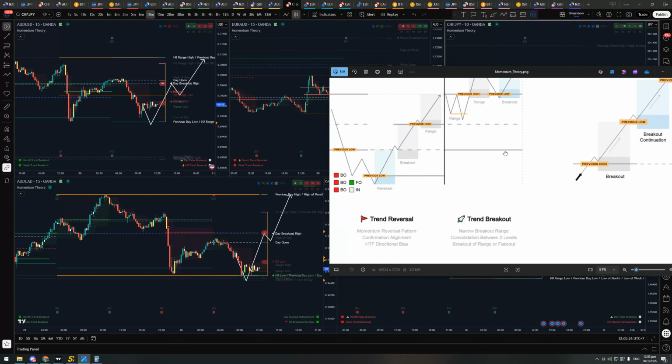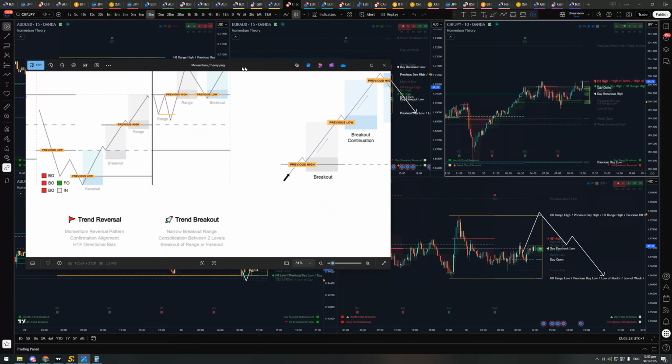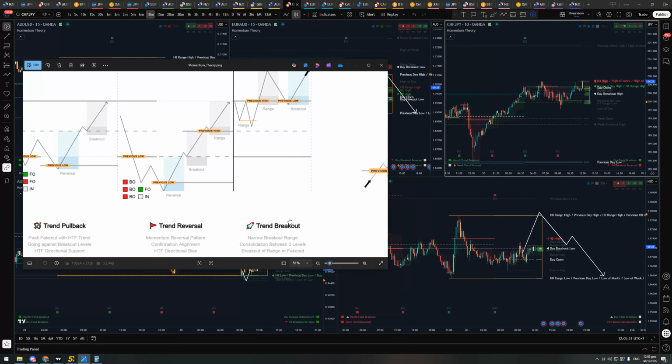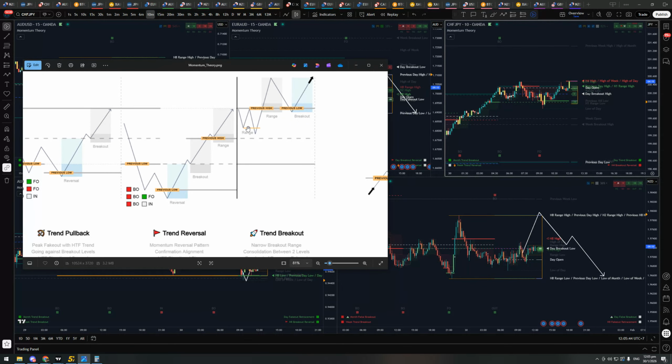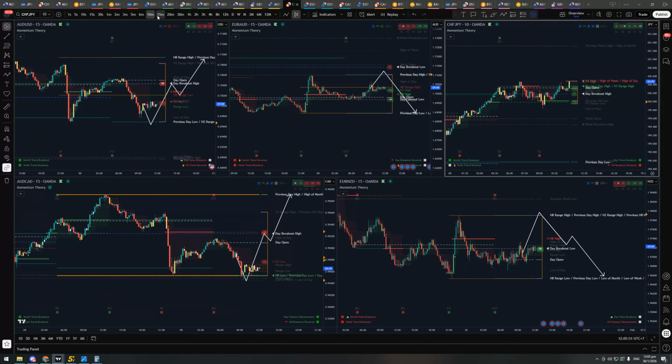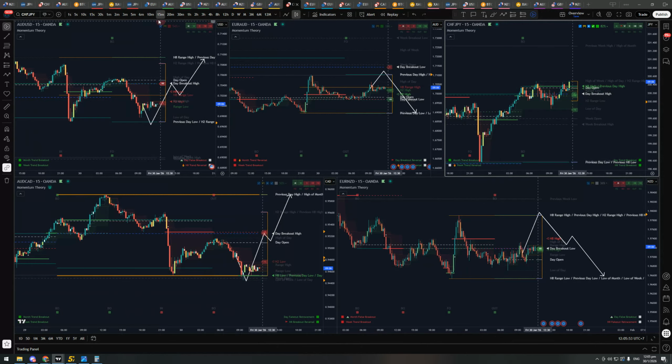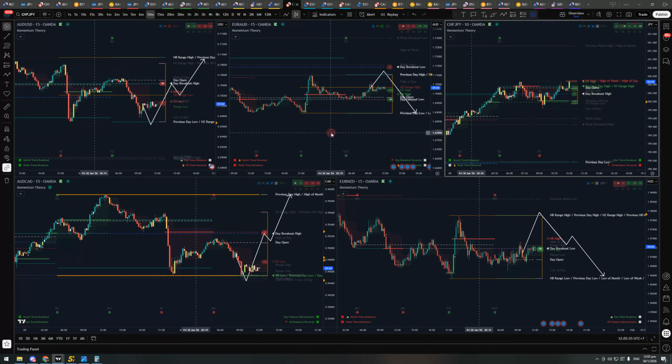I want to see a narrow breakout range, consolidation between two levels, and a breakout of a range or a fake out. So we have a narrow breakout range, using this H4 breakout level as that breakout, consolidation between two levels, and then right before the breakout, I want to see price come down, fake out the low. So this is a signal that the market's going to break out. I didn't see that initially. I was looking at the M15, which looks at the H8, so I did not notice that. But when I switched over to the M10, which looks at the H4, then I saw that.